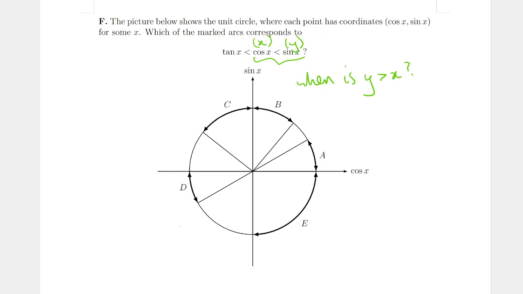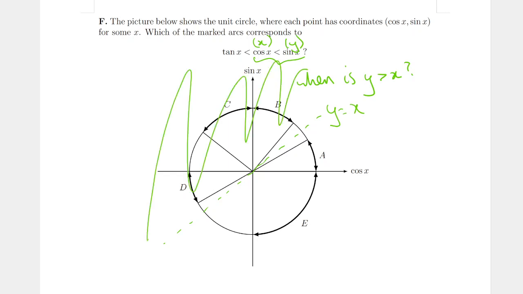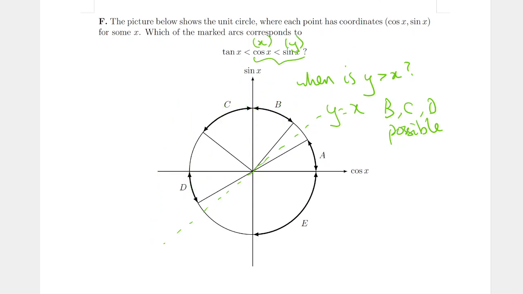Well, then we could draw the line y equals x, which is here. Y greater than x means this top part up here. Makes sense? So for now, B, C, D are possible, because y has to be greater than x, the sin x has to be greater than the cos x. Brilliant. What next?